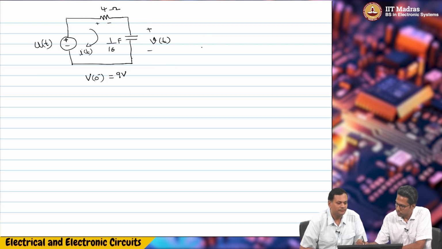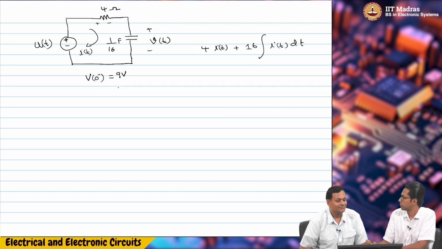So what we are saying is we have 4 i(t) plus 1 by C integral i dt, so 1 by 16 integral i of t dt. Yes. So the capacitor had a charge.